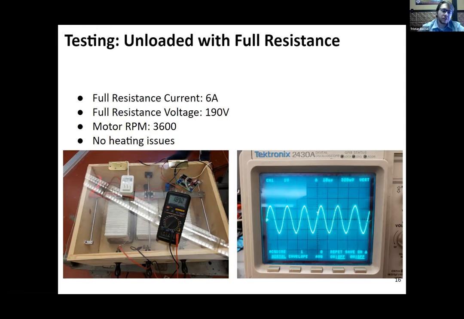And then we also measured the RPM of the motor at its maximum speed. And this did not change. Our system did not change this value. And we got it to be around 3,600 RPMs. In this experiment, we had no heating issues with our coils. In future experiments, this issue does happen.